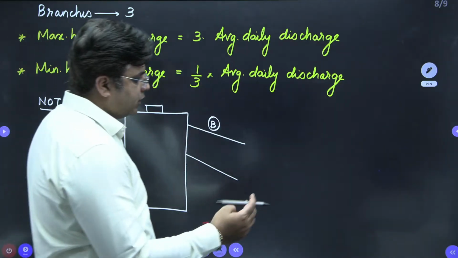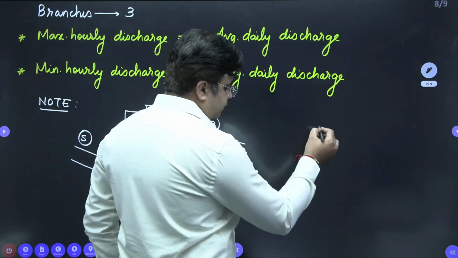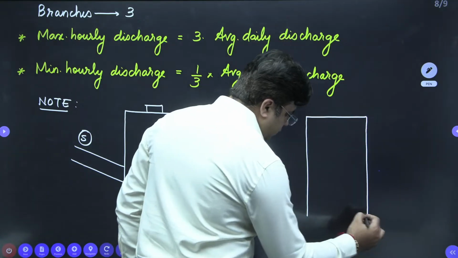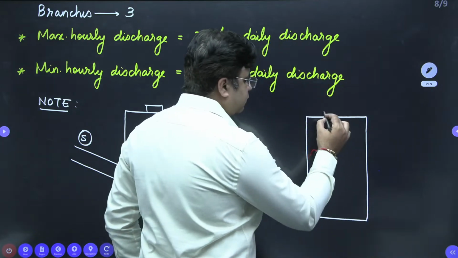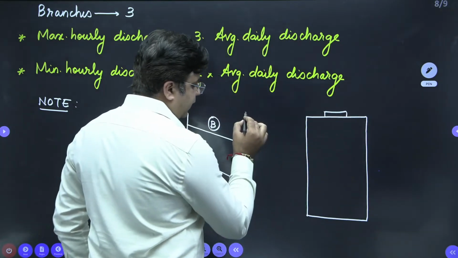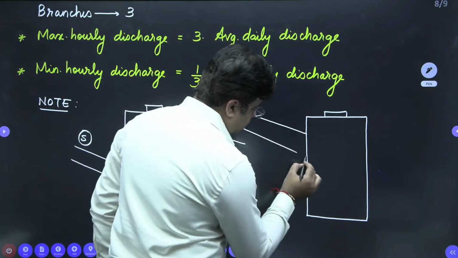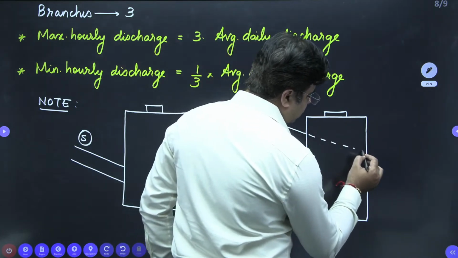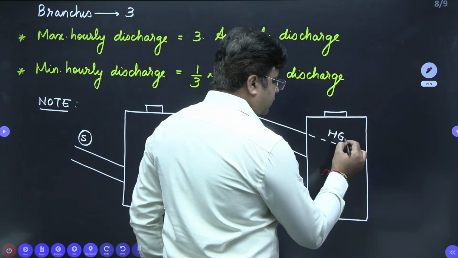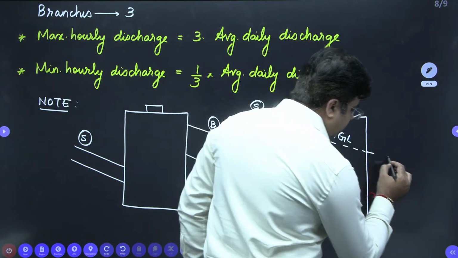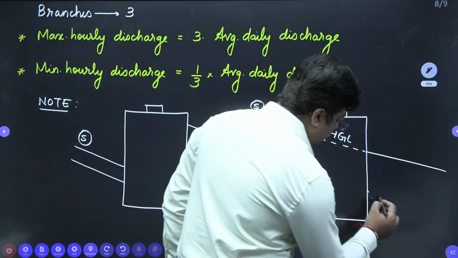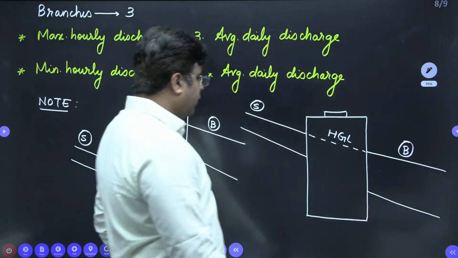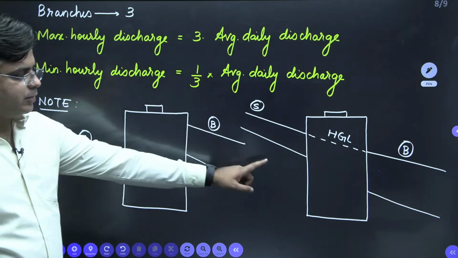In the second situation, again I have a manhole but this time connection is made like this. This is my small sewer. This is the hydraulic gradient line of small sewer. And it is matched with the hydraulic gradient line of the bigger sewer like this. This is the bigger sewer. Now you have two arrangements. This is my arrangement 1 and this is my arrangement 2.